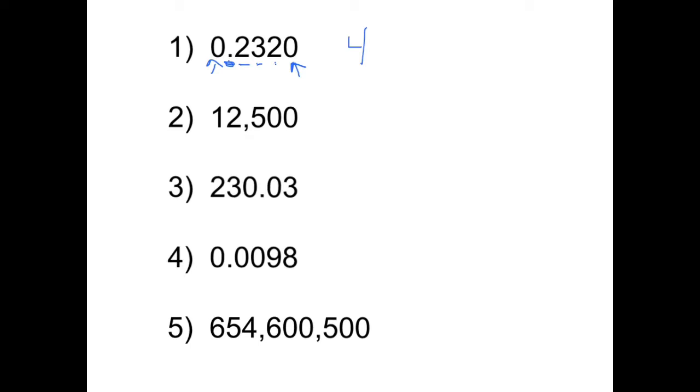In the second number, we have 3 non-zero digits. We have 2 terminal zeros. There is no decimal point here, so these 2 zeros are not significant. They are placeholders. So we only have 1, 2, 3 significant digits. In the third one, we have 1, 2, 3 non-zero digits, and then we have 2 zeros between the non-zero digits, so these 2 zeros are both significant. So we have 5 significant digits.